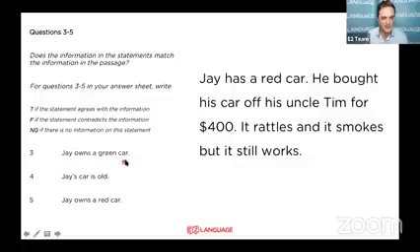Number 3 says Jay owns a green car. Is this true? In which case it says the same thing as the paragraph. Is it false? In which case it directly contradicts what's in the paragraph. Or not given, is there just no information given about this, so we cannot know, and we cannot assume anything. So please do 3, 4, and 5.